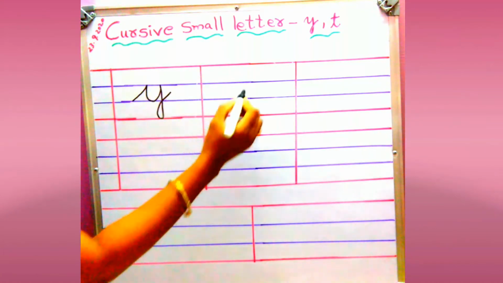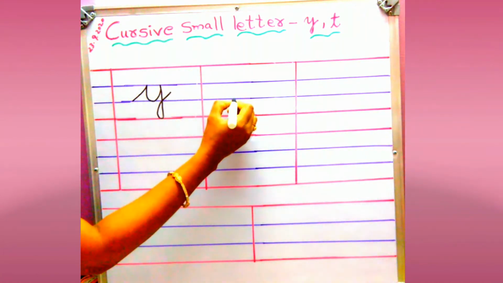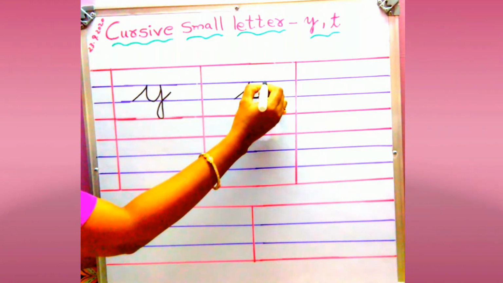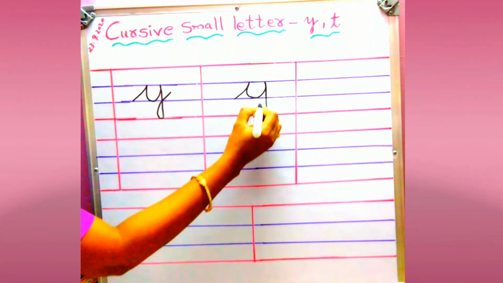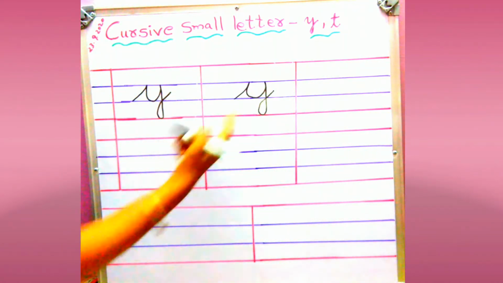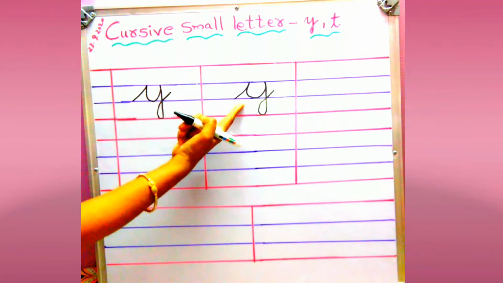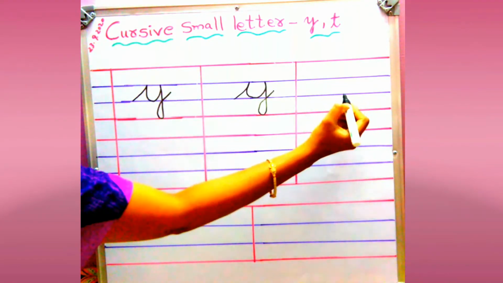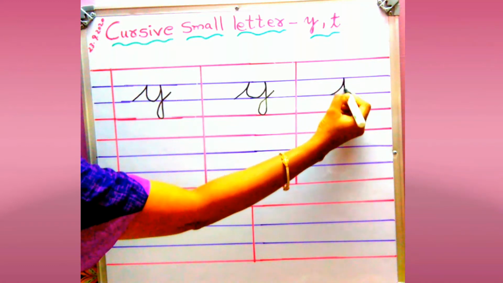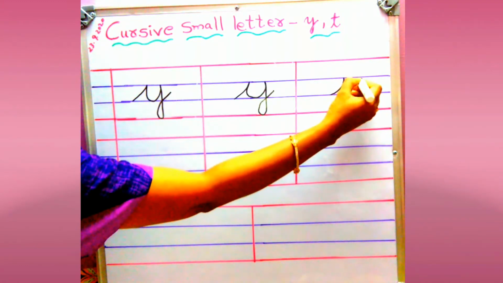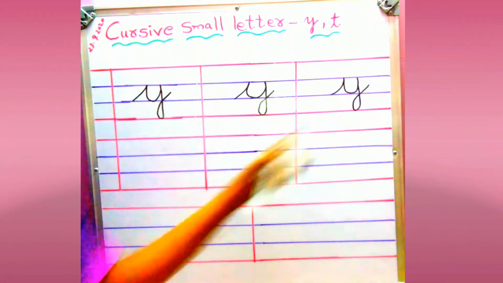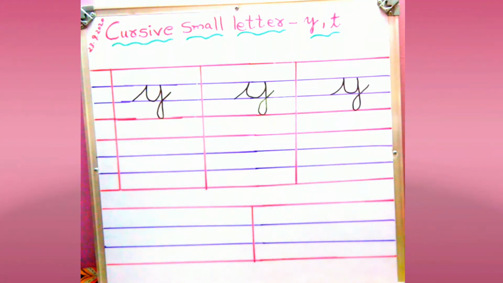Once again I will show children. Slanting line, U curve, standing line and a loop up to here. This is the letter Y. Once again I will show children. Slanting line, U curve, standing line and a loop up to here makes the letter Y.